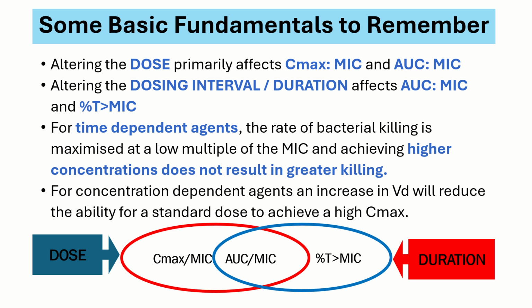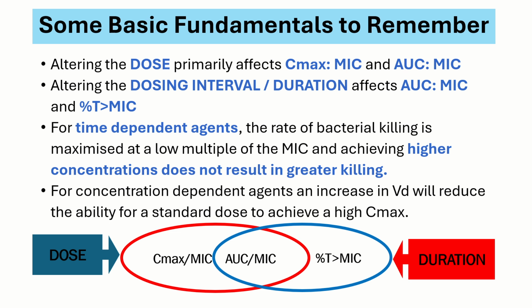And also, of course, the total amount of the antibiotic given, which is represented by the area under the curve divided by the MIC. Altering the dosing interval, that means if you're increasing the frequency, the total antibiotic given will be increased, of course. So again affecting the AUC to the MIC, but at the same time the percentage of time of the dosing interval when the concentration will be above the MIC will also increase.